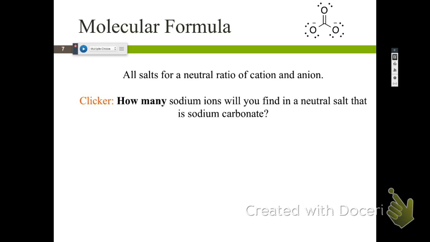All right, so let's think about salts for a second. Let's do this as a numeric question. If we have that carbonate, how many sodium ions would we need in order to make a neutral salt? Go ahead and click in your response.